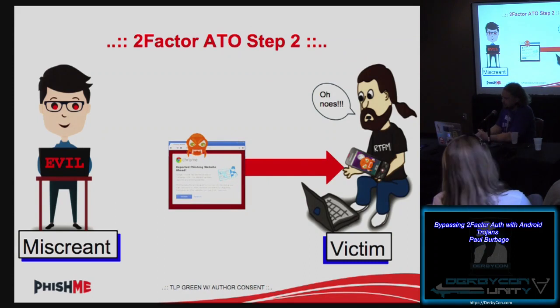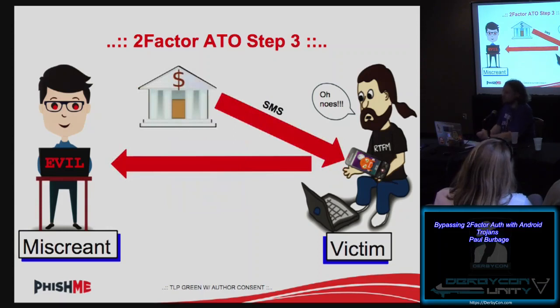Step 2 of a two-factor account takeover. So that phishing site has some sort of verbiage saying, well, you need to download our latest mobile application in order to be more secure. So the victim downloads that and installs it on his mobile device. Then as that financial institution sends the SMS one-time PIN to that mobile device, since it is compromised, the miscreant then gets a copy of that. So now he has every piece of the pie for account takeover.